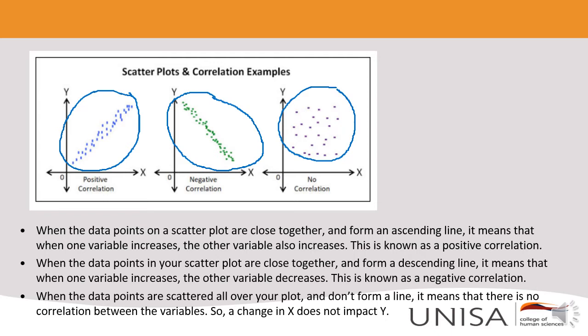This is known as a negative correlation. Finally, when the data points are scattered all over your plot, like here, and don't form a line, it means that there is no correlation between the variables. So, a change in x does not impact y.